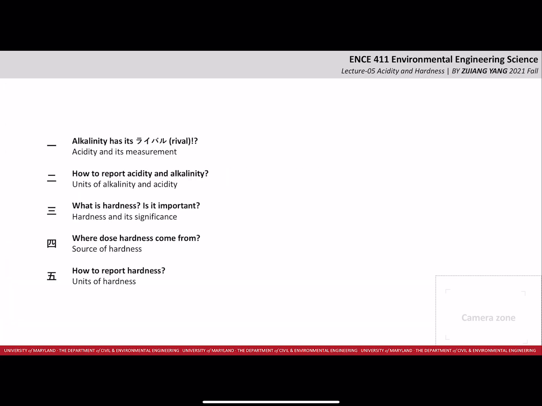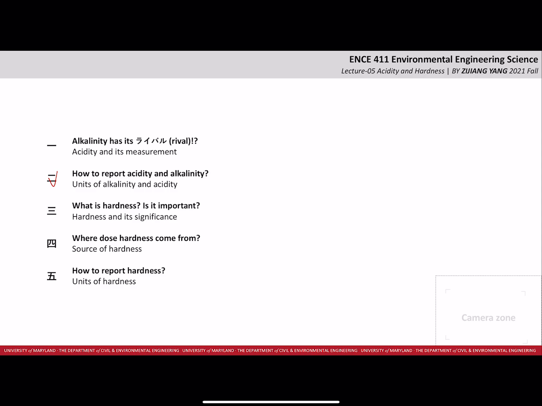So today we have 5 points. The first one is alkalinity has its rival. So we are going to talk about acidity, which is kind of like opposite to alkalinity. The next point is how to report acidity and alkalinity, and then it involves some of the calculations.